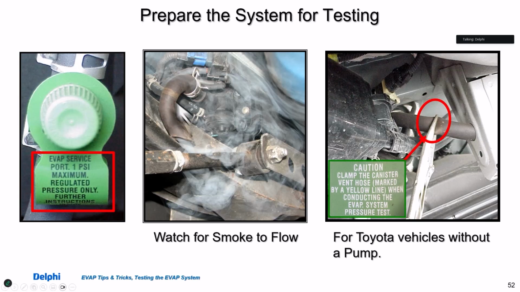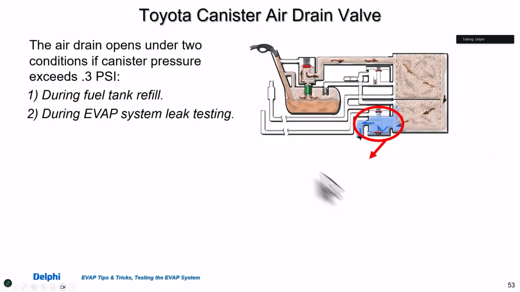So when you work on a Toyota, that yellow line means this is where you clamp it off. This is where you do your smoke pressure testing. You clamp it off here. It tests everything forward. It's just like I did over here. Okay? Now, why do you do that? In the back of the charcoal canister, Toyota has what they call an auxiliary air valve, air drain valve. When the engine is off, that system is sealed.